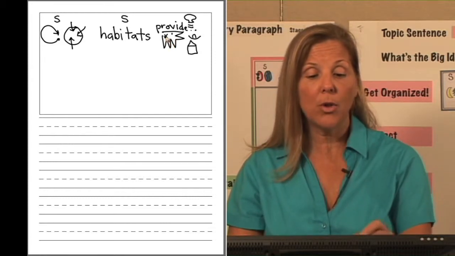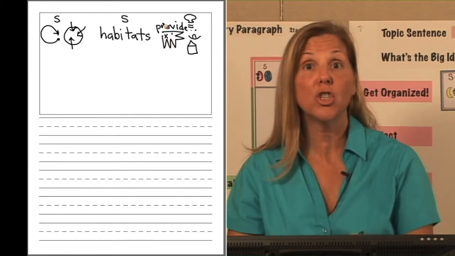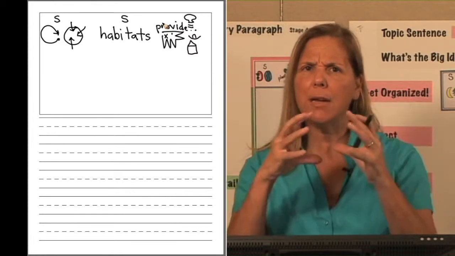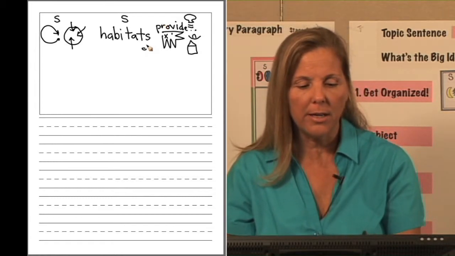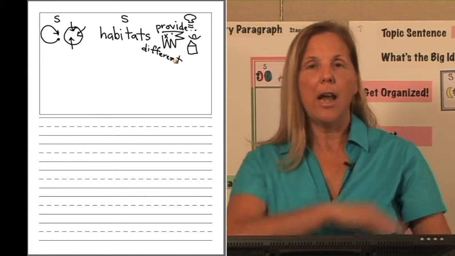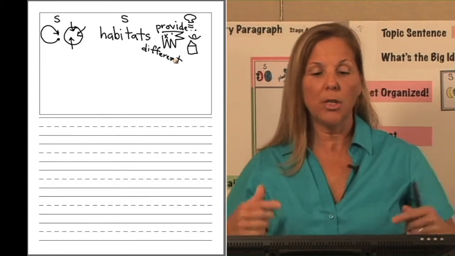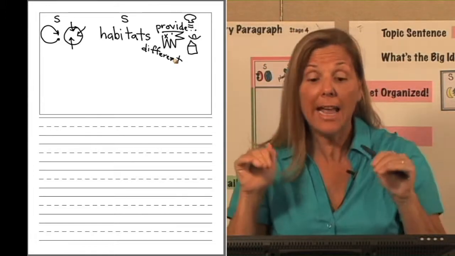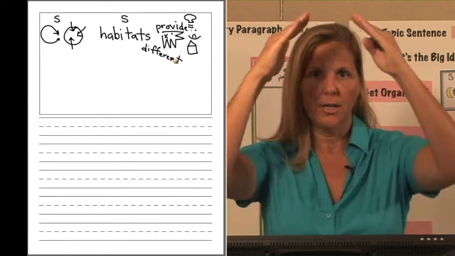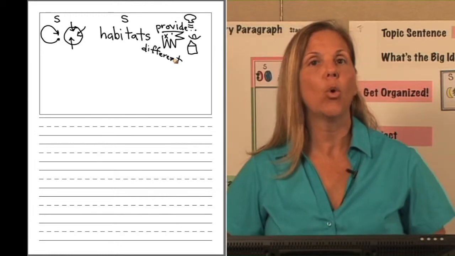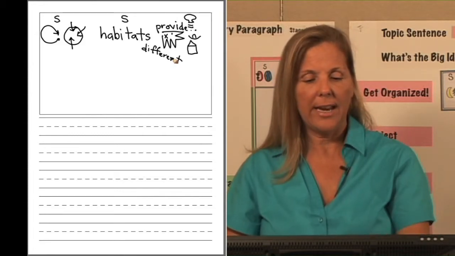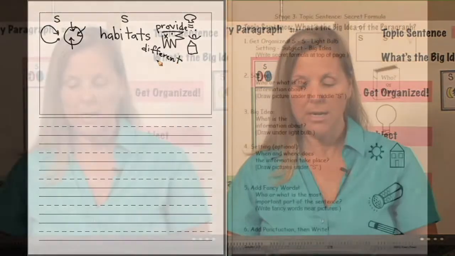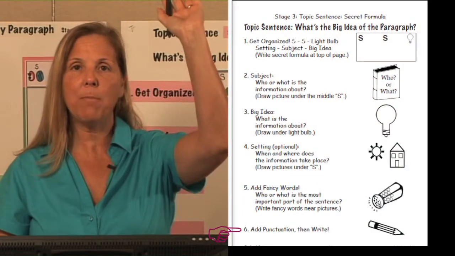What kind of animals do habitats provide food and shelter for? So are they all the same animals or all the different kinds of animals? Let's put different here. Yes, that would make much more sense because we know every day, all around the world, habitats provide different animals with food and shelter so they can survive, or just food and shelter. Remember, you can differentiate if you want. We have our fancy words. We have all of our information. Let's do our last thing, add punctuation.